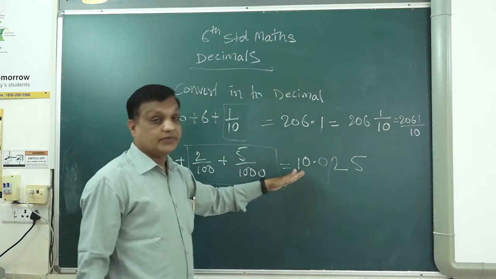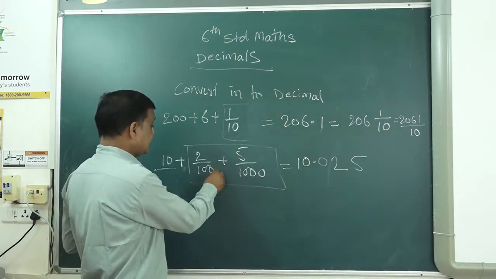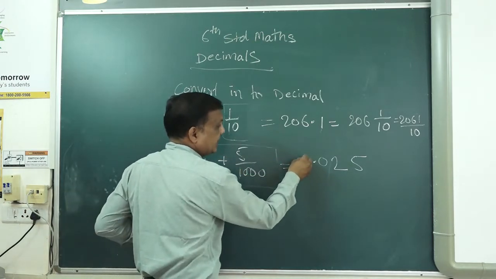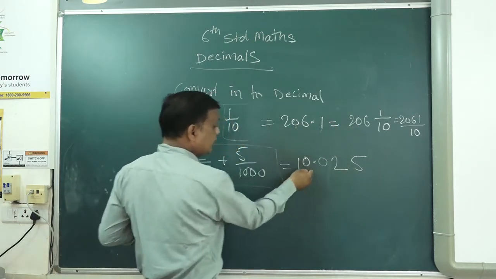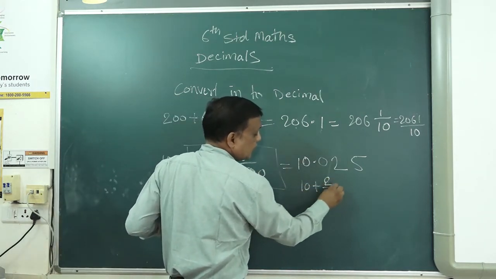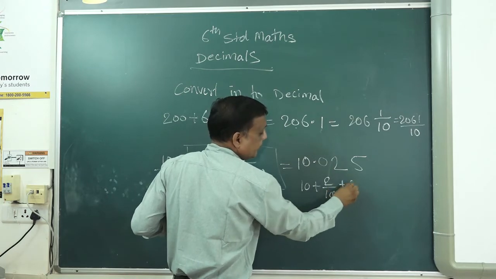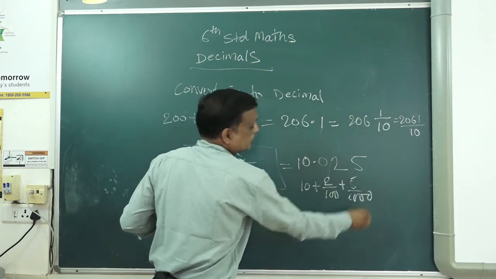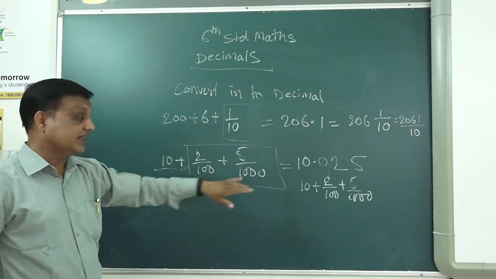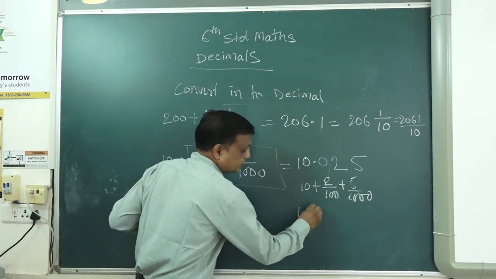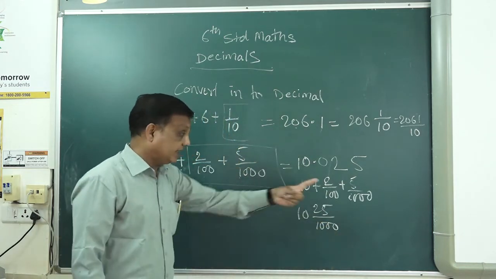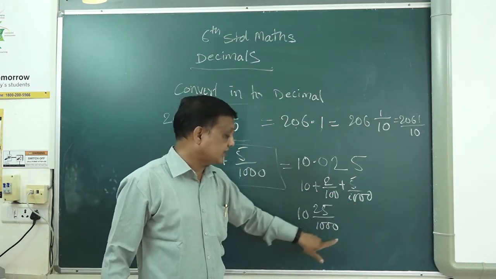Here I will show you how to write this number. This number is 10 plus 2 upon 100 plus 5 upon 1000. You can write this number in this way, in the full form, the standard form. This is one way of writing, or you can write the same number as 10 2 upon 5 by 1000. The greatest denominator you have to put here is 1000.